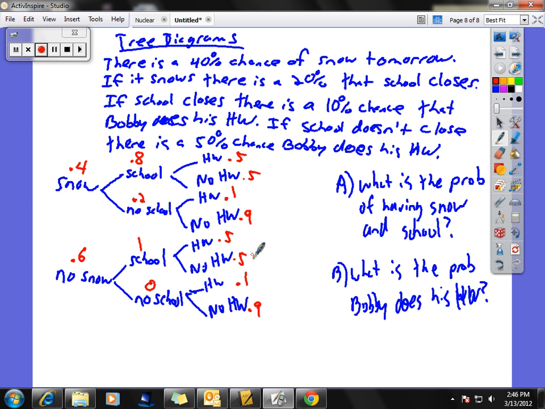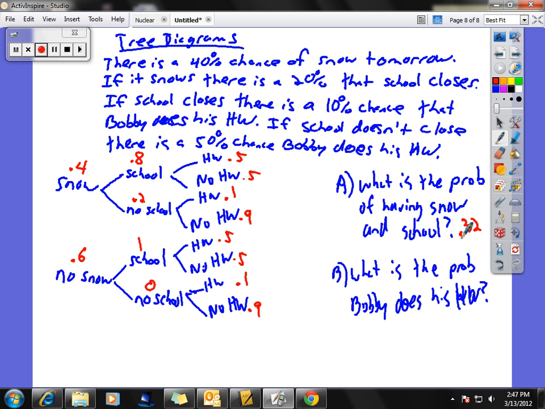What you do with these numbers is always multiply them. Okay? And then you may or may not have to add some up at the end. So what is the probability of having snow and school? Having snow right here, we're just going to be at the top half of this, right? That's the 0.4. And school is the 0.8. We multiply those together, we get 0.32. Okay, so there's a 32% chance of having snow and school. Good? I don't like this prospect.